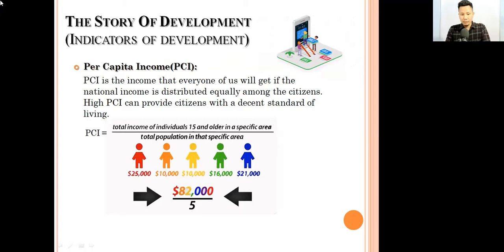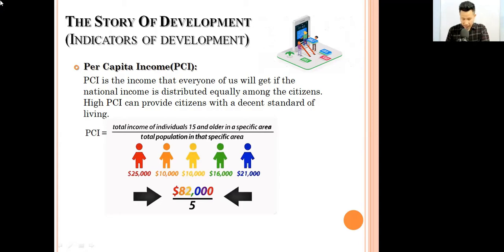So how to find this PCI? In order to find per capita income, we need to know the total income of individuals in a specific area. It is divided by the total population in a specific area. That means the income is divided by the number of the population. So in order to find the per capita income of the state or the country, we need to divide the national income by the total population of our country.